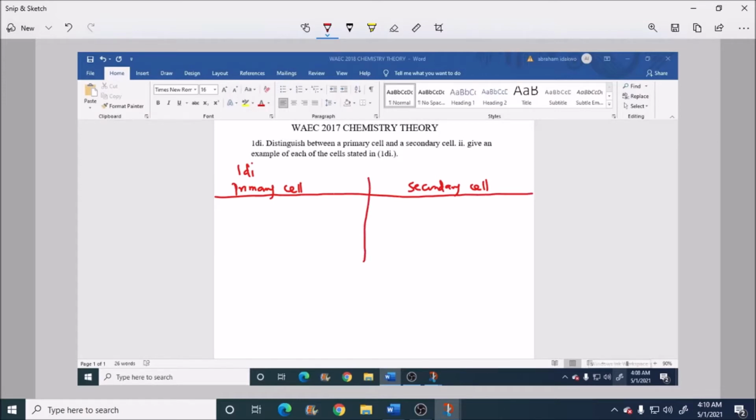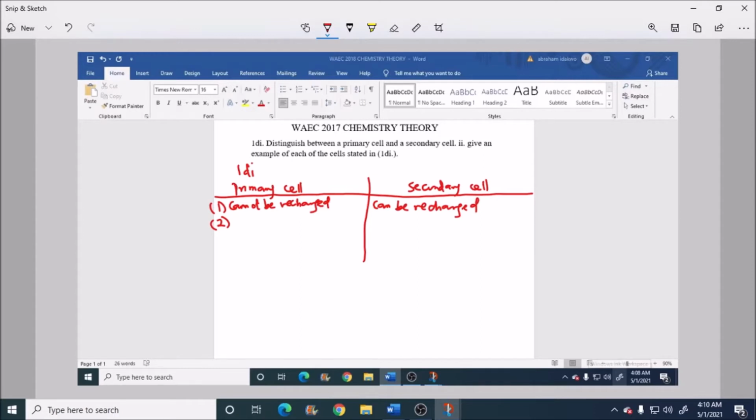So number 1, primary cell cannot be recharged, while the secondary cell can be recharged. So that is number 1.